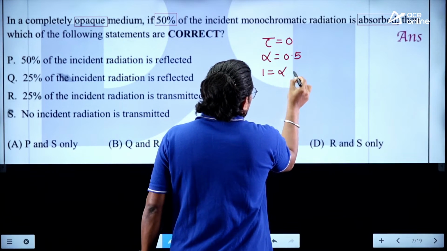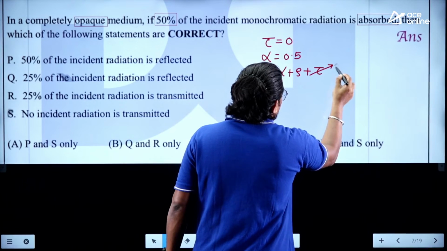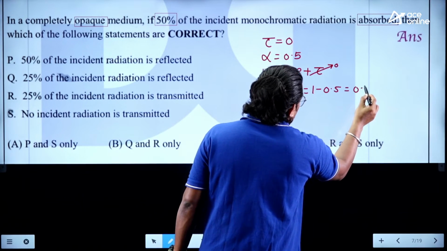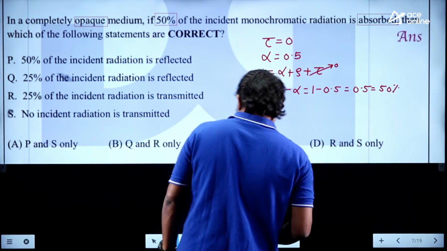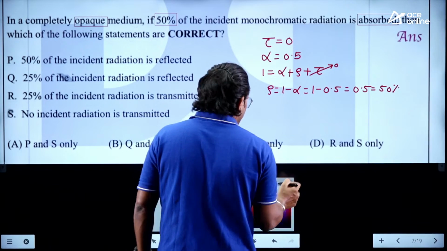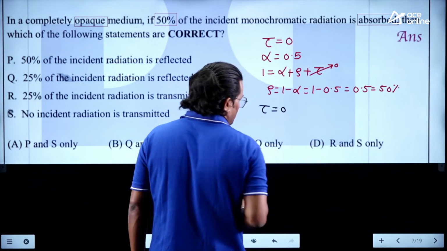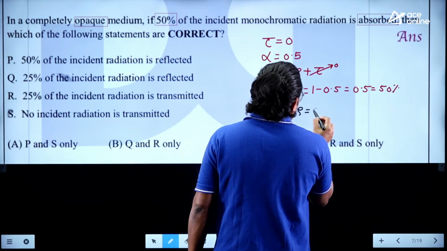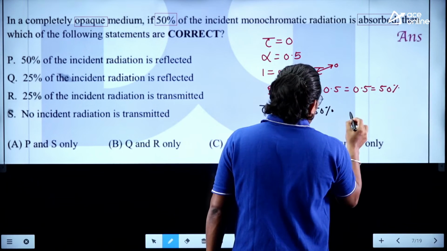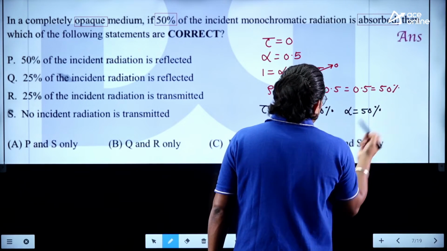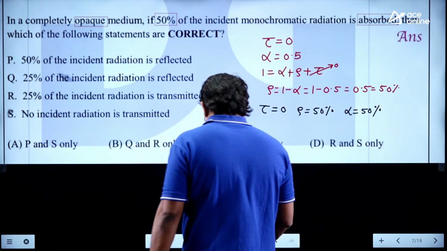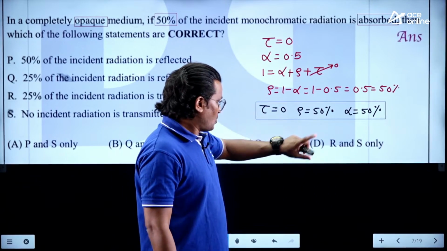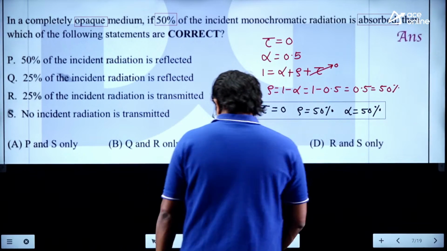So what we will write? 1 is equal to alpha plus rho plus tau. Tau is 0. So rho is equal to 1 minus alpha. So this is 1 minus 0.5, that is 0.5, that is 50%. So in this case, transmissivity 0, reflectivity 50%, absorptivity 50%. So this is the balance in this question. Tau is 0, rho is 50%, alpha is 50%. So you need to select the right option.